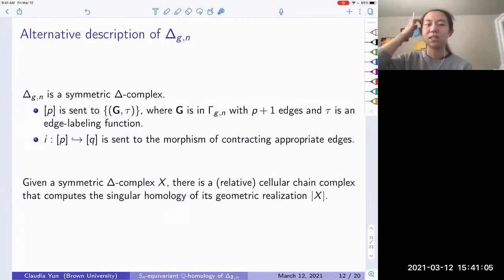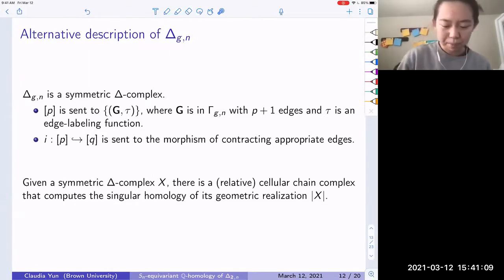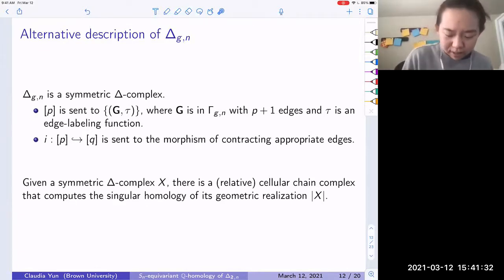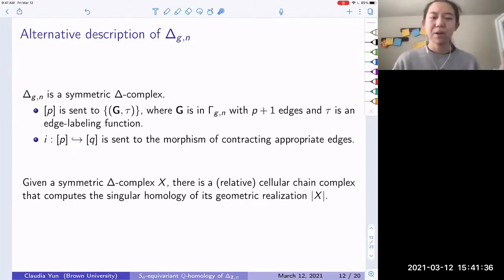And so indeed, we can describe Δ_{g,n} as a symmetric delta complex where the image of [p] is the set of combinatorial types with exactly p+1 edges, together with an edge labeling or edge ordering where we assign the edges from 0 up to p. And how are we going to map the injections? Whenever we have an injection from [p] to [q], we look at the map going the other way, from all the combinatorial types with q+1 edges down to combinatorial types with p+1 edges. And this map is given by contracting the corresponding edges that are outside the image of this injection.